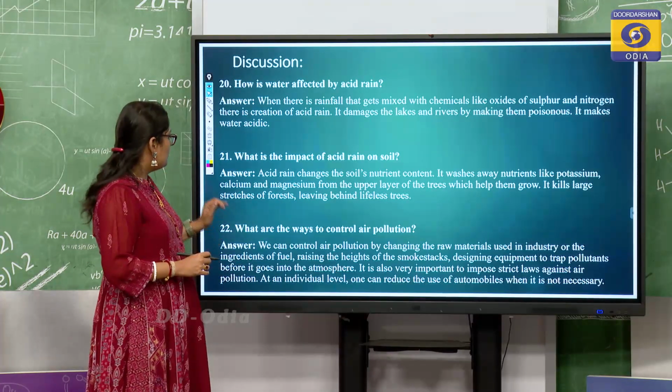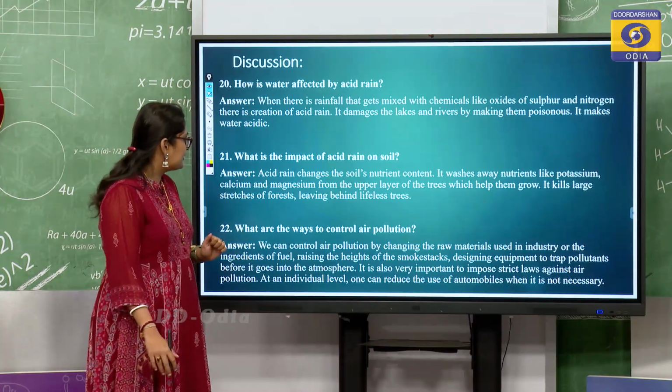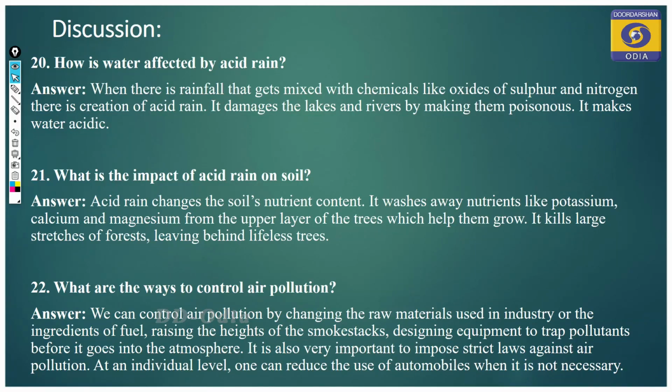Now, what is the next question that we want to discuss? How do we control air pollution? Children, this is something very important and these questions have repeatedly come in the last few years during your examination. So, pay attention. What are the different ways to control air pollution? What can we do? We can control air pollution by changing raw materials used in industries. This is the first point.